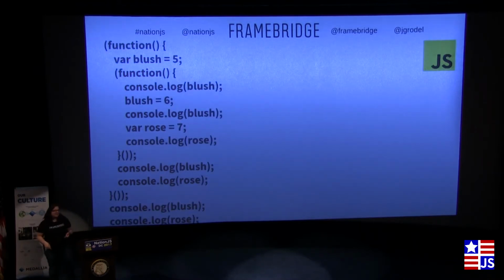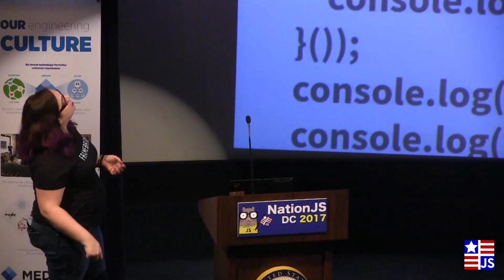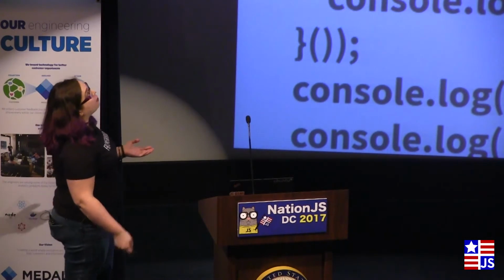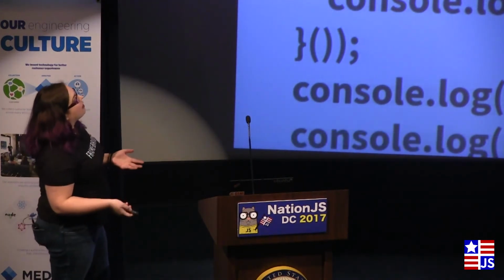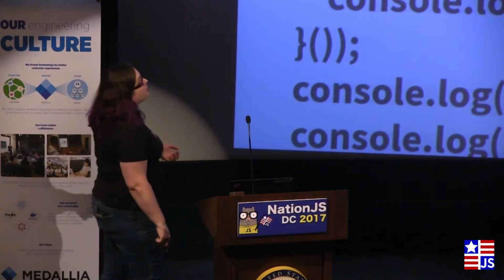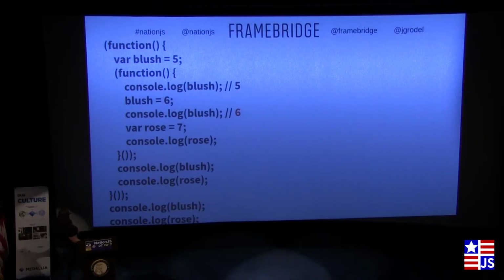So here's a more complicated example, the same thing. Here's my first immediately invoked function, and then I'm going to set up blush to be 5. I'll take a look at the value of blush in yet another immediately invoked function, and I'll get 5. Here I can change the value on blush to 6. And if I take a look at blush, I've got 6. I'm getting ahead of myself. And then I'll set up var rows to be 7.